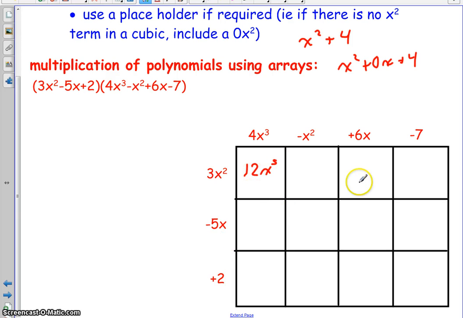Okay, so that's that box done for you. I'd like you to take a minute and fill in the rest of the boxes. So pause the video when you're ready to check out the answer. You can push play.